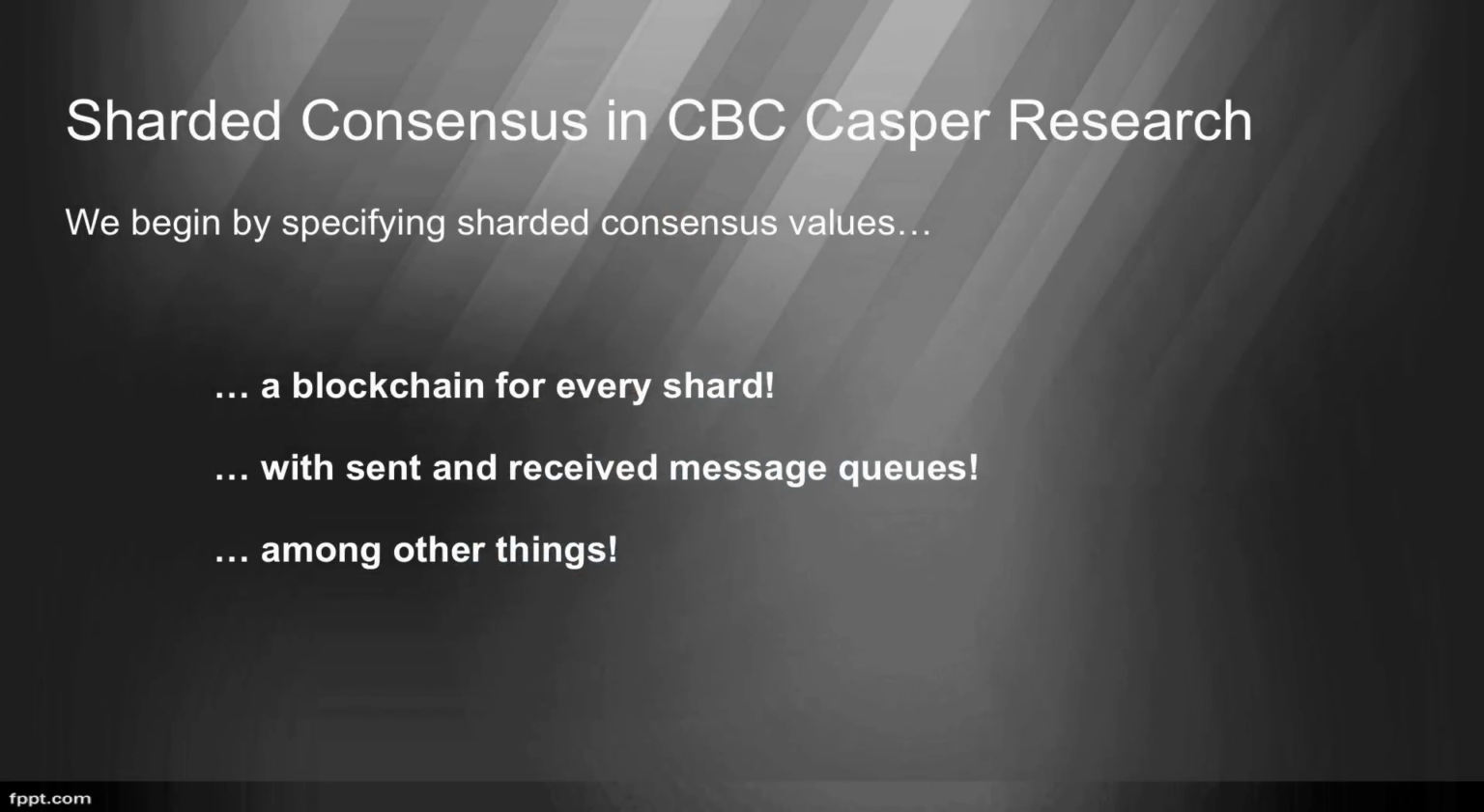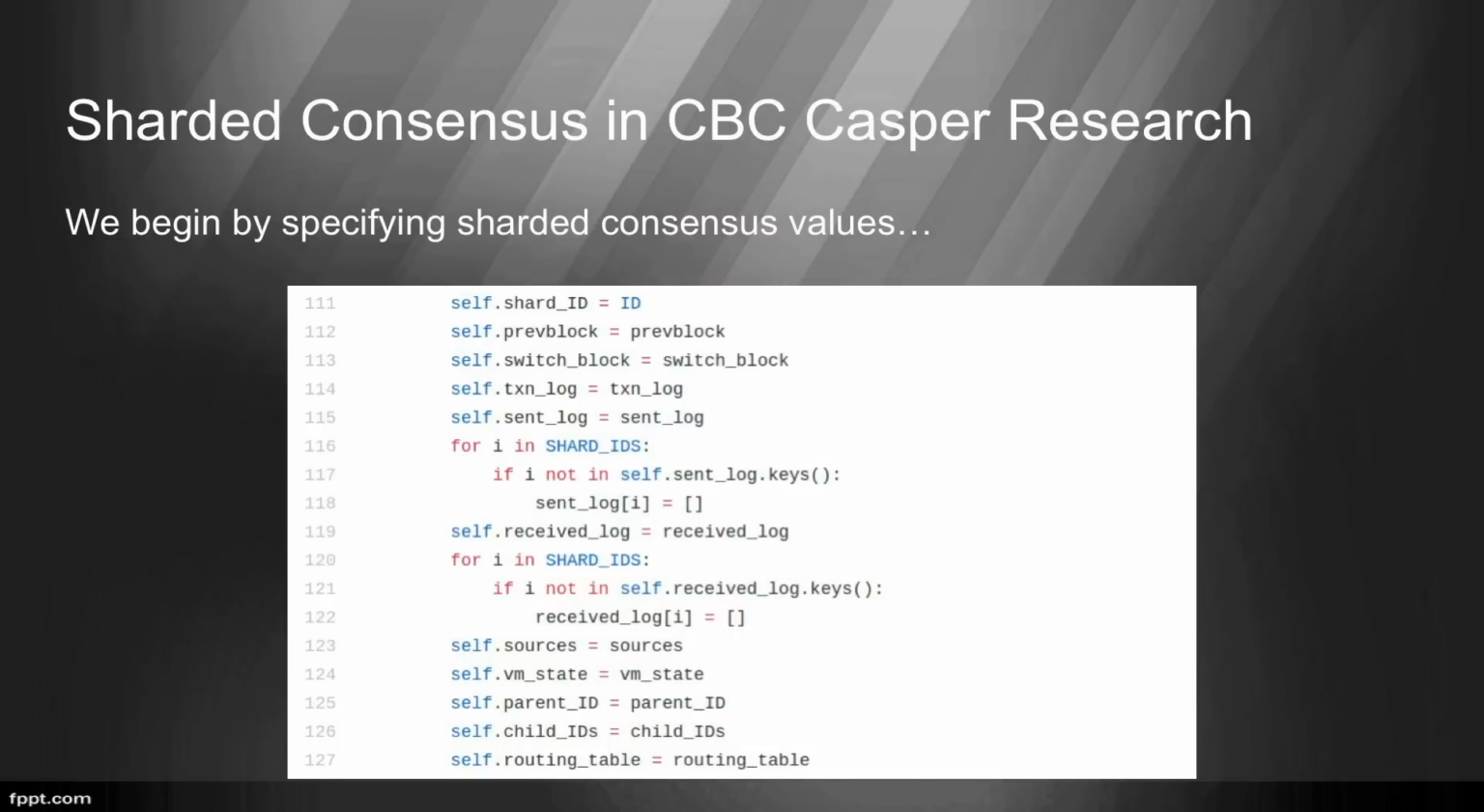Now I'm going to move to a more example, a little less theoretical, a little more concrete part of the talk, where I'm going to talk about how we actually come up with these sharded consensus protocols. We start off by defining the consensus values. We have a blockchain on every shard, and shard IDs to identify the shards. Then I define sent and received message queues for every pair of shards, or certain pairs of shards, that keep track of the messages that were sent and the messages that were received from different shards, among some other things.